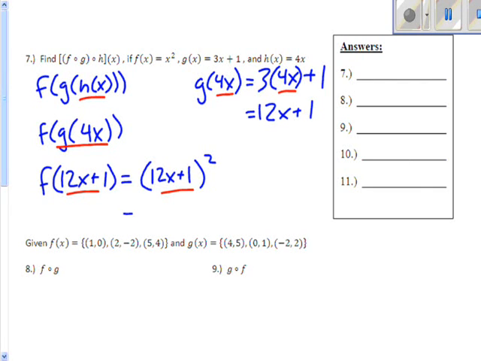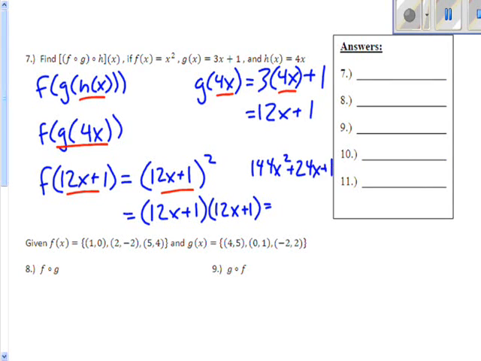And remember, when I do that, 12x plus 1 squared is the same thing as 12x plus 1 times 12x plus 1. So I've got a FOIL or distribute here. And when I do that, I find out that this is going to equal 144x squared plus 24x plus 1. And that's it. That's all there is to it. Okay? So be aware of that. Start on the inside, plug one function into the other, and then plug that new answer into the last function. All right?